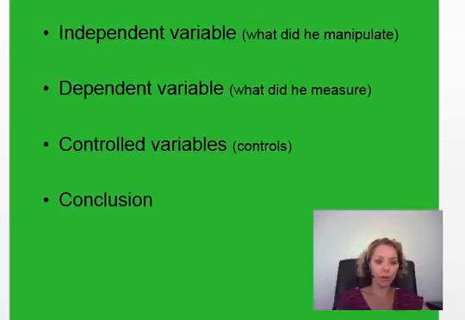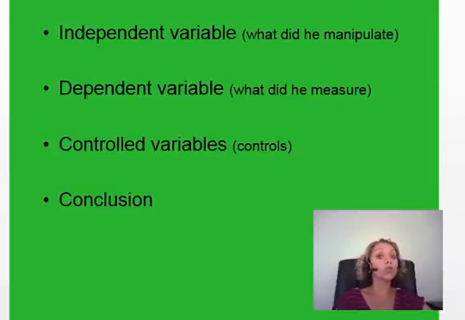Let's identify the different parts of Redi's experiment. What was his independent variable? That's what the scientist manipulates. What did he change? What did he deliberately manipulate in the experiment? What was his dependent variable? What was he trying to measure?